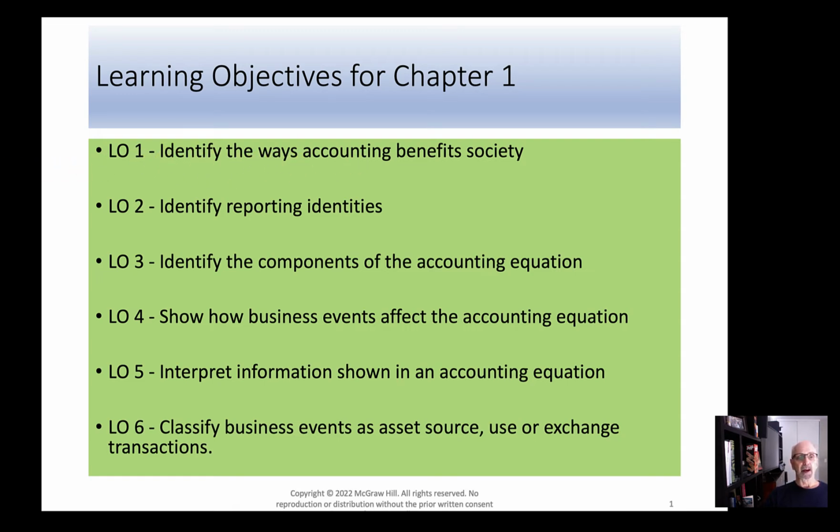Identify the ways accounting benefits society. Learning objective number 2, identify reporting identities. Number 3, identify the components of the accounting equation. Number 4, show how business events affect the accounting equation. Number 5, interpret information shown in an accounting equation. And finally, number 6, classify business events as asset source, asset use, or exchange transactions.